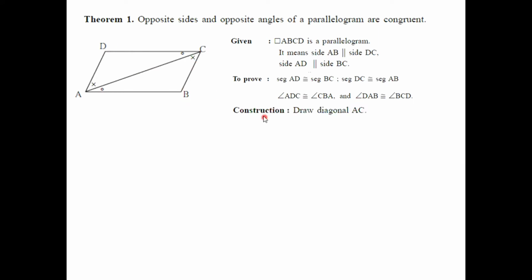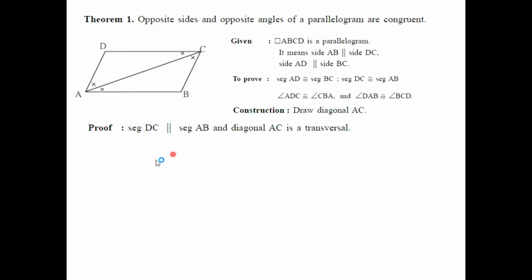Now to prove this, we need one construction, that is, we have to draw a diagonal AC. So that is the construction. Now we will start the proof. As it is a parallelogram, DC is parallel to AB, and as we have drawn a diagonal AC, we can treat it as a transversal.